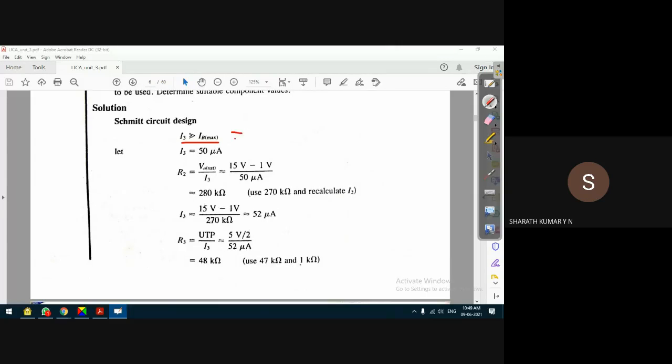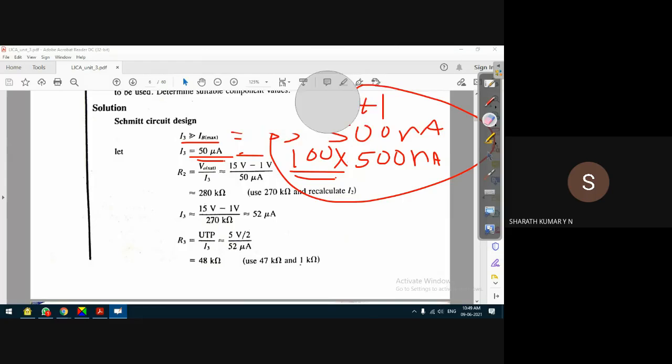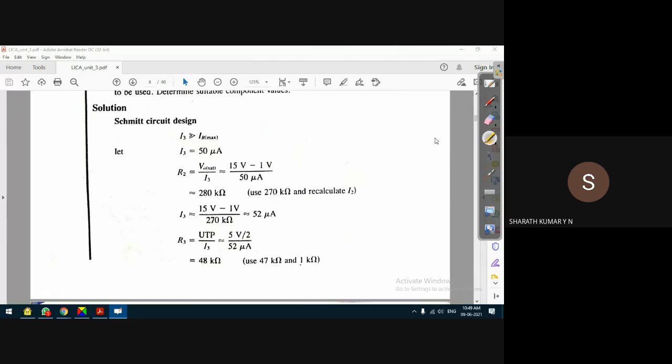This is the same discussion. I3 should be greater than IB max. That is, it should be greater than 500 nanoamperes for a 741 op-amp. It is at least 100 times, which is not given in this numerical problem. 100 times 500 nanoamperes gives around 50 microamperes. These steps are not given, it's understood. The author assumes we already know that, as given in the earlier problem.